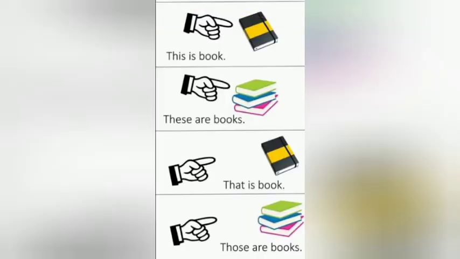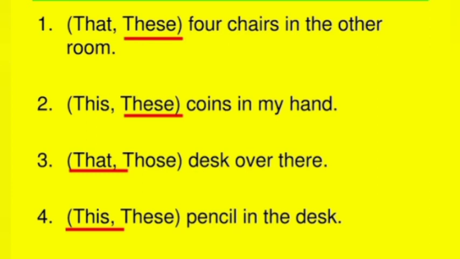Let's have some more examples. Like, this is a book if it is single and near. These are the books if it is near but plural. Then that and those for the position that is very far away: for single that, and for plural those. Like these four chairs in the other room, these coins in my hand, that desk over there, this pencil in the desk. So this way we must understand that the position of the noun depends on the number also.